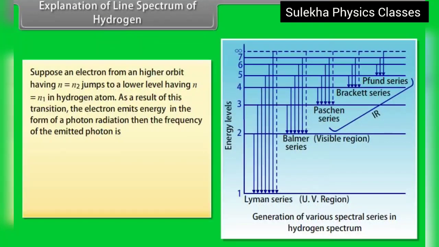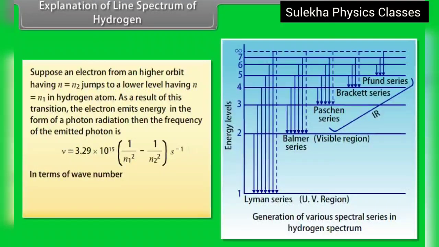Suppose an electron from a higher orbit having n = n2 jumps to a lower energy level having n = n1 in a hydrogen atom. As a result of this transition, the electron emits energy in the form of a photon radiation. Then, the frequency of the emitted photon is ν = 3.29 × 10^15 × (1/n1² − 1/n2²) per second. In terms of wave number, it is 109677 × (1/n1² − 1/n2²) per centimeter.